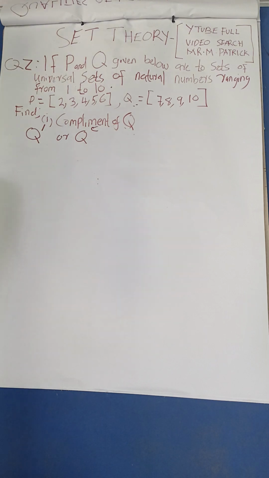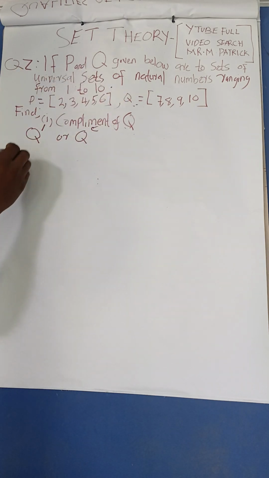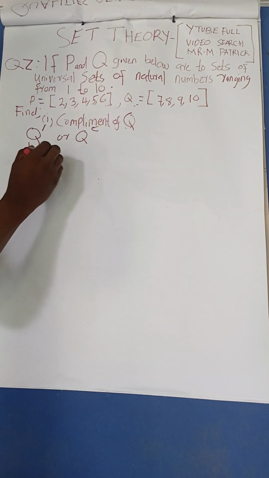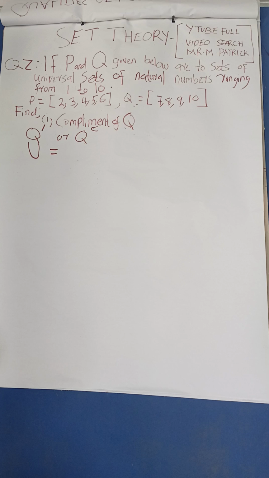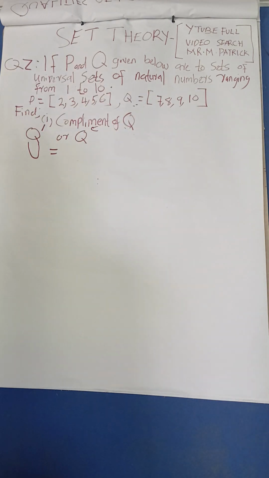Good. So the first thing, already we have the given set. So I will now have to put down the universal set. And the universal set, you can denote it this way. You can write down the universal set of natural numbers ranging, you have been told, 1 to 10.